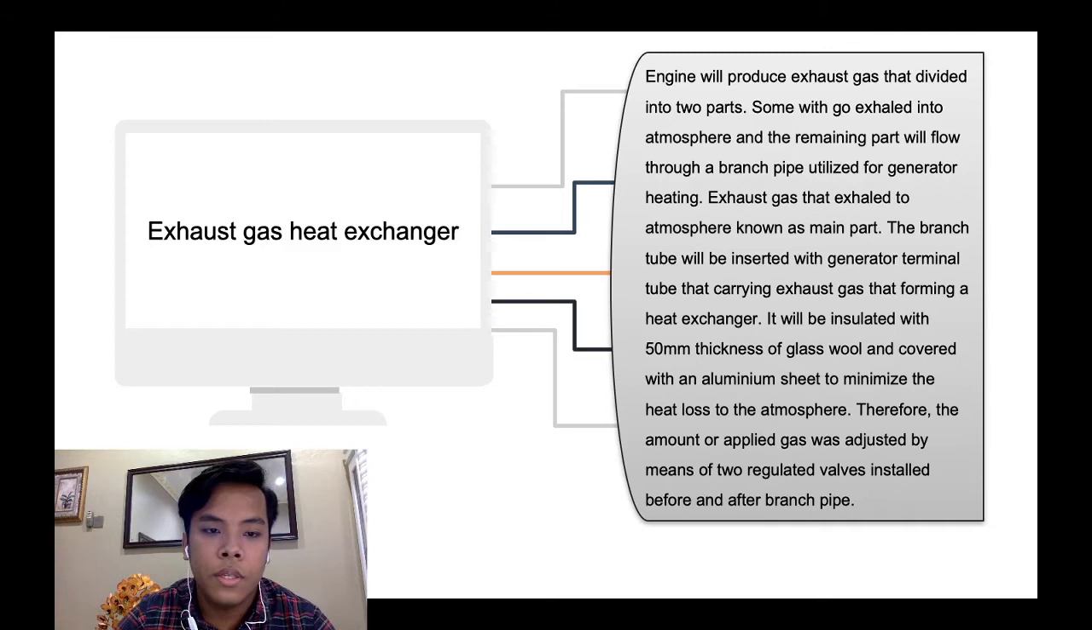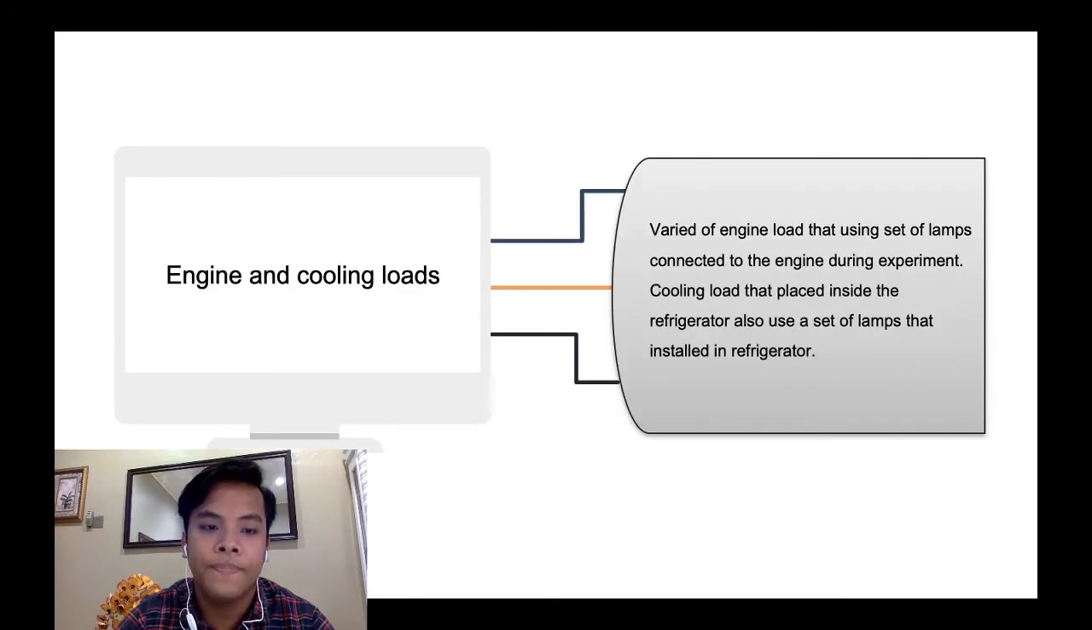The exhaust gas heat exchanger will produce exhaust gas that divides into two parts. Some will exhale into the atmosphere, and the remaining part will flow through a branch pipe utilized for generator heating. The exhaust gas that exhales to the atmosphere is known as the main part. The branch tube will be inserted with the generator terminal tube that carries exhaust gas, forming a heat exchanger. It will be insulated with 50 mm thickness of glass wool and covered with an aluminium sheet to minimize heat loss to the atmosphere. The amount of applied gas was adjusted by means of two regulator valves installed before and after the branch pipe.